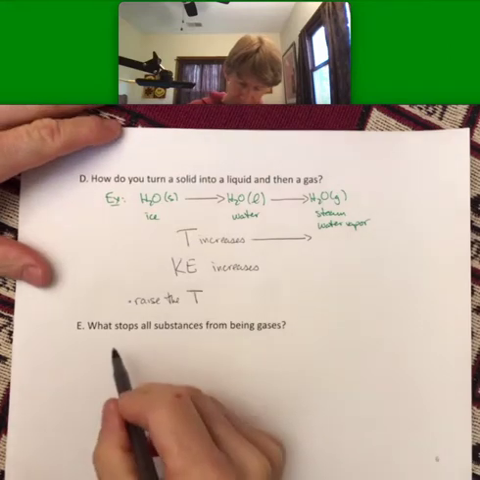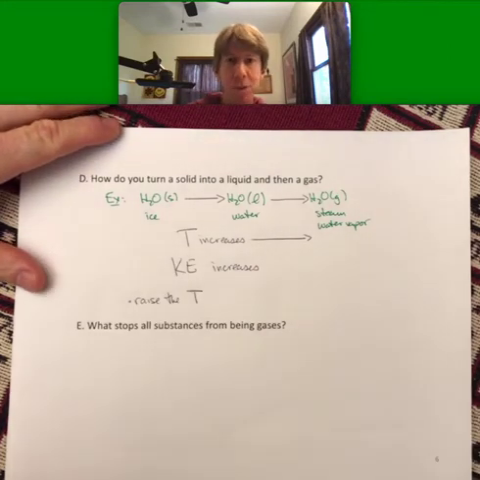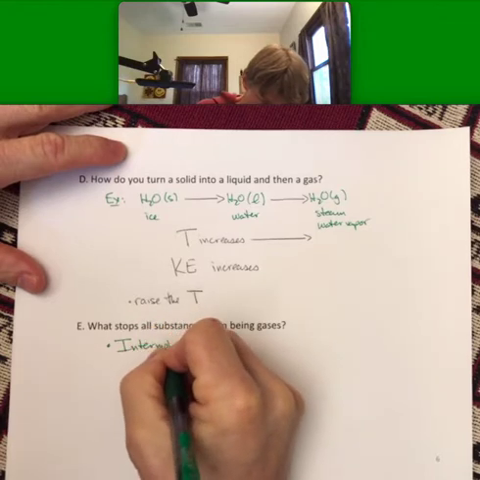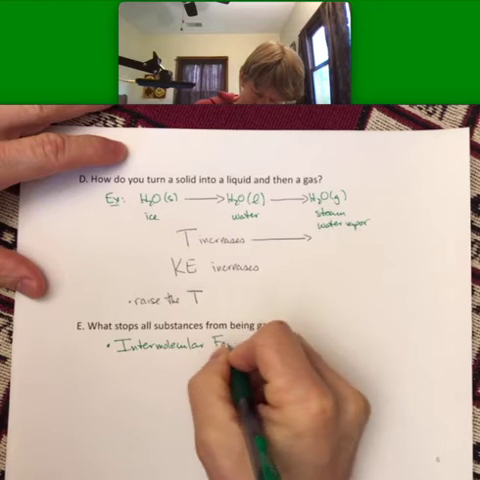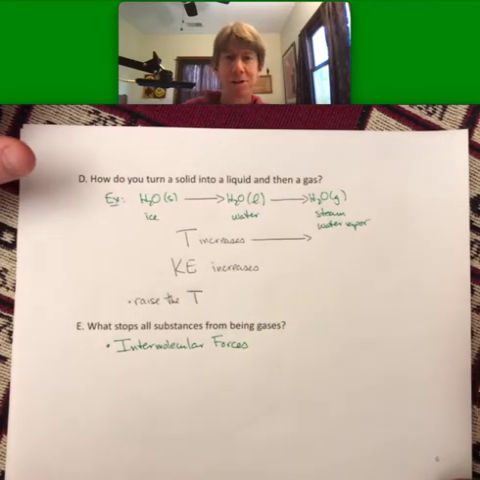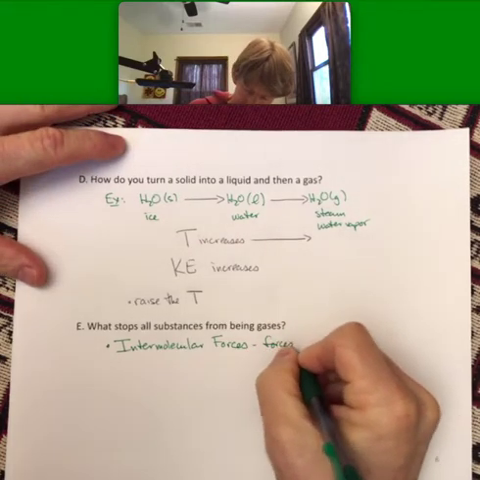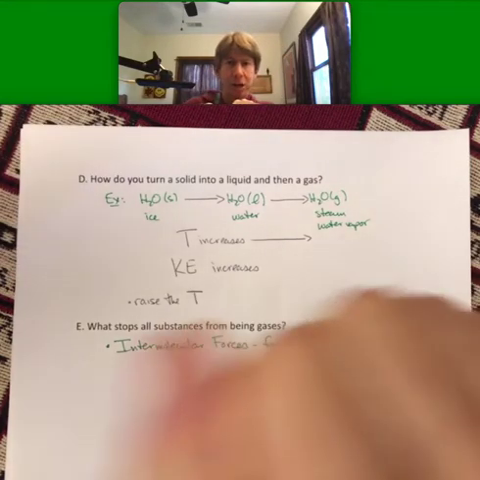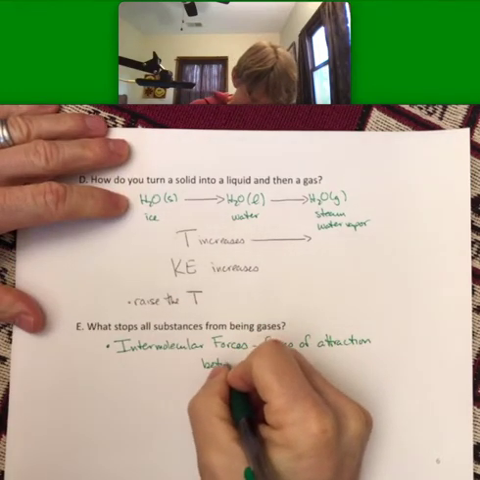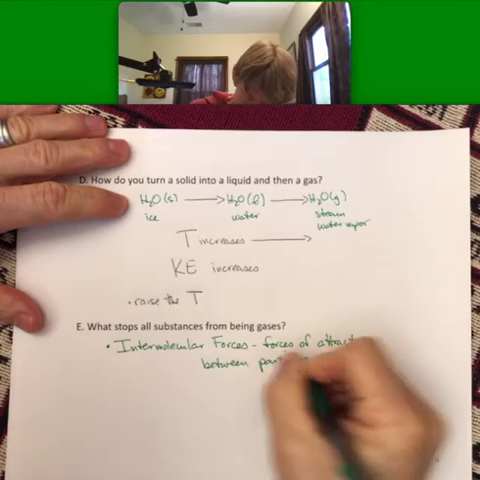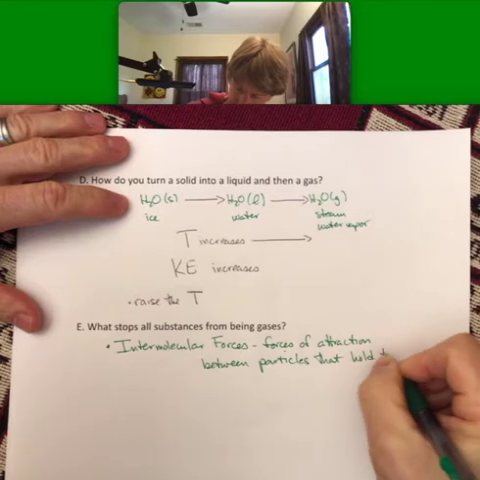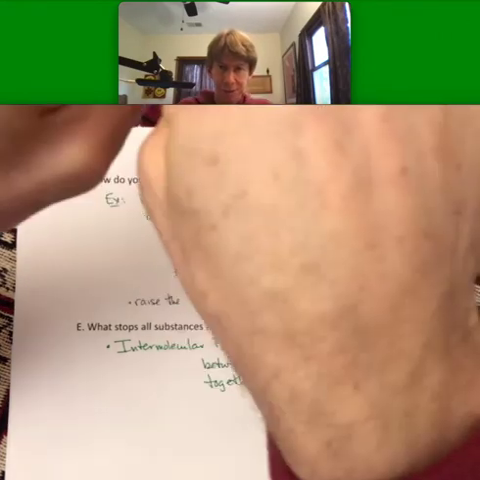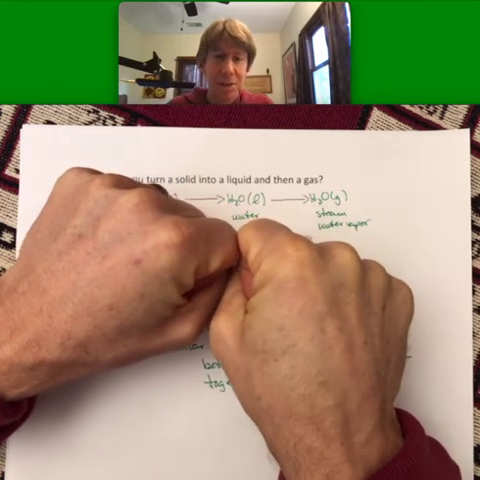And then what stops all substances from being gases? Well, it turns out that there's something called intermolecular attractions. And we'll just call them intermolecular forces. Intermolecular forces are forces of attraction between particles that hold them together. So, if you have strong enough intermolecular forces, they will keep something in the solid phase.